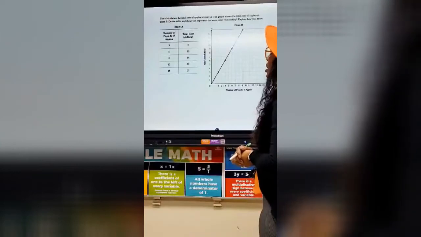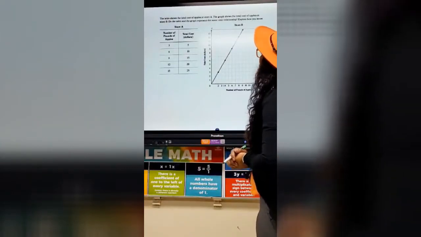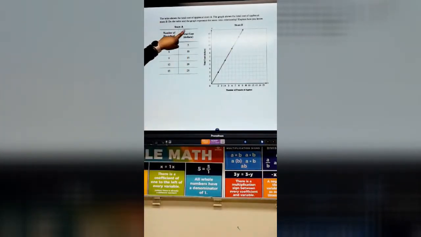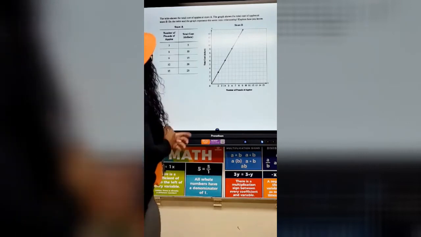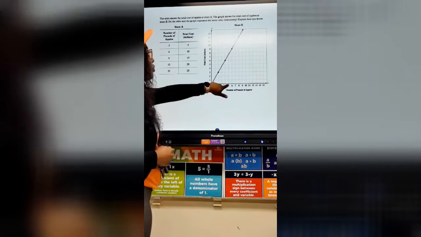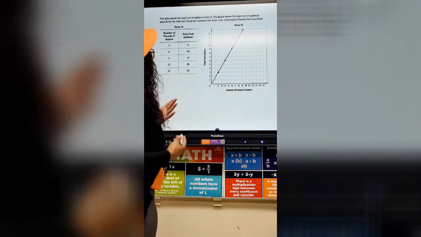The table shows the total cost of apples at store A. The graph shows the total cost of apples at store B. Do the table and the graph represent the same ratio relationship? Explain how you know. So what I'm doing is I'm going to find these values over here to see if I can match it up.